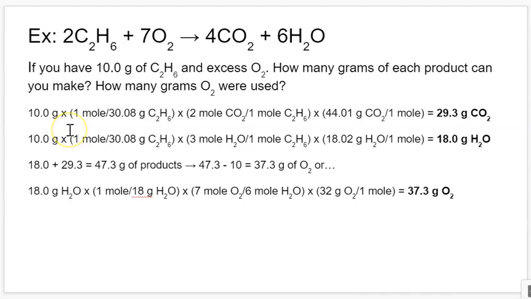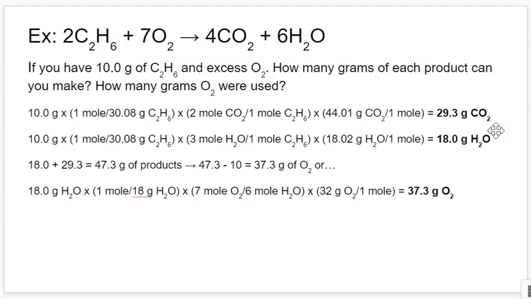I can do the exact same thing for the water. The first step is going to be exactly the same. I changed the ratio to match. The first one was 2 to 4, aka 1 to 2. The other one is 2 to 6, aka 1 to 3. So it's going to be 3 moles of water over 1 mole of ethane, multiplied by the molar mass of water this time, and we end up with 18.0 grams of water.